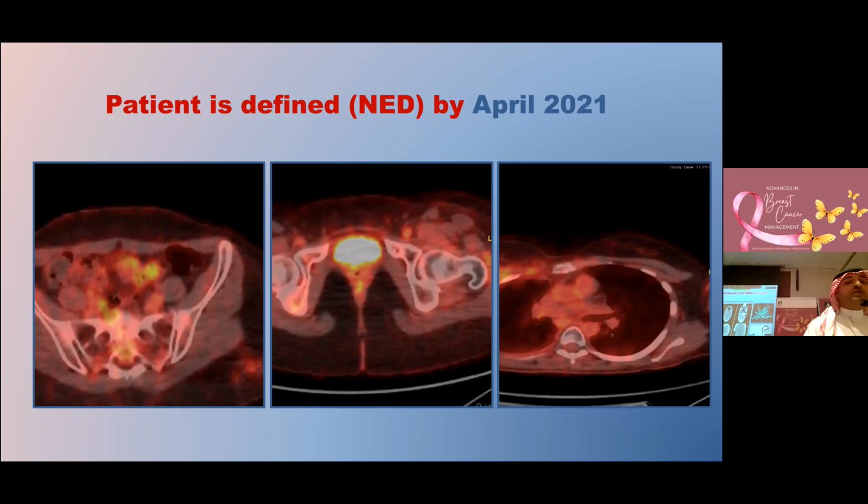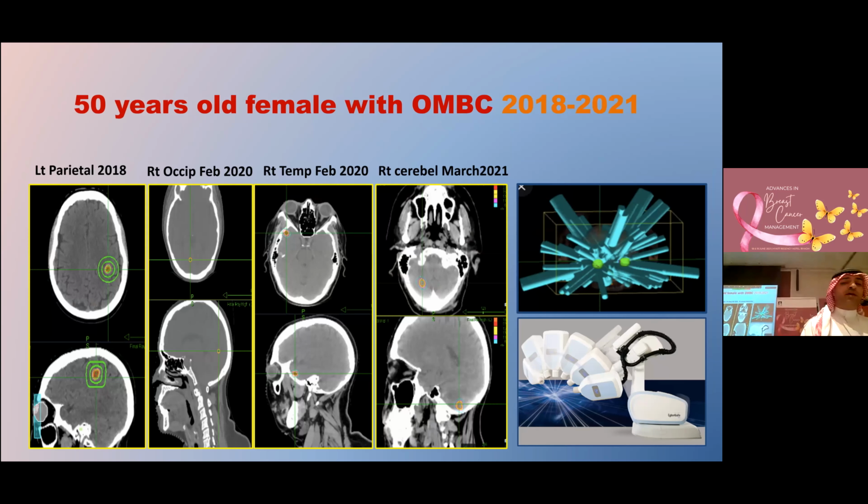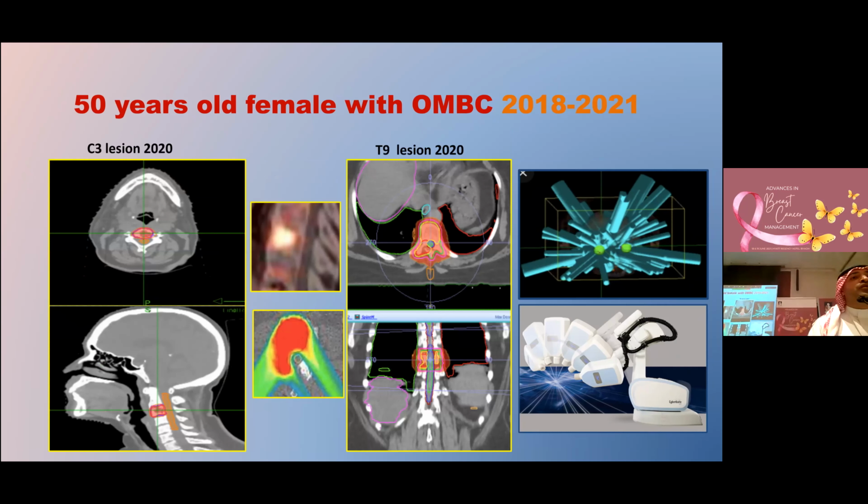So this patient had a brain relapse. We treated so far 4 lesions on the brain: left parietal in 2018, right occipital in February 2020, right temporal, and then lately right cerebellar metastases. All of these lesions were treated with the Cyberknife technique using stereotactic radiosurgery. Later on, in mid-2019, she presented with C3 lesion and T9 lesions.